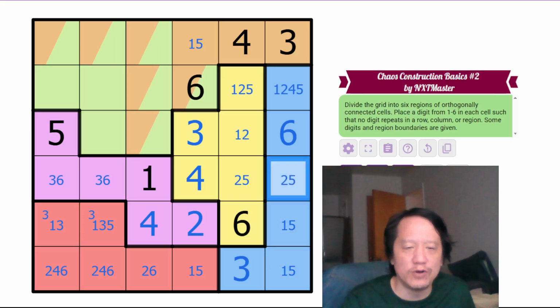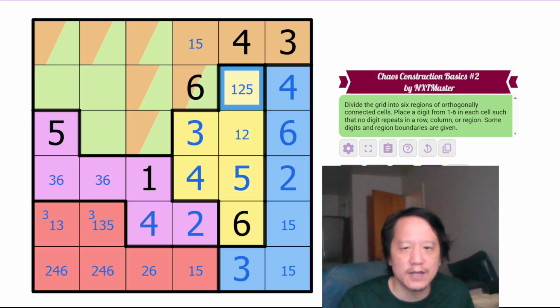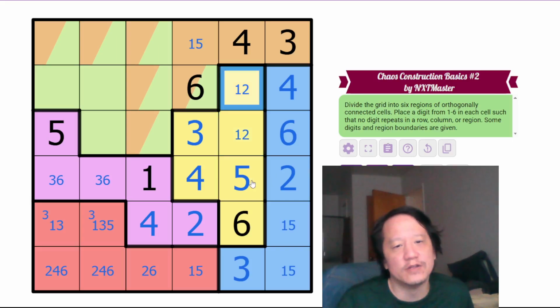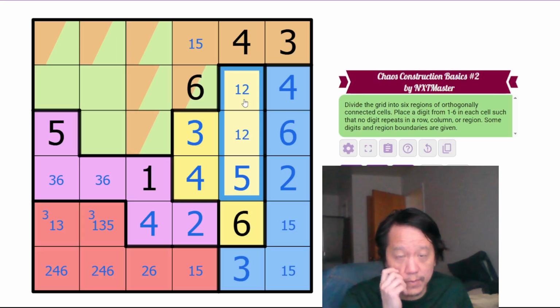We now have a 1, 5 pair in the blue region. That eliminates 1 and 5 in the rest of the region. So no 5 here, that's 2. No 1, 2, 5 here, it's 4. 2 eliminates 2 here, so that's 5. That means this can't be 5 because of the 5 in the region. Okay.